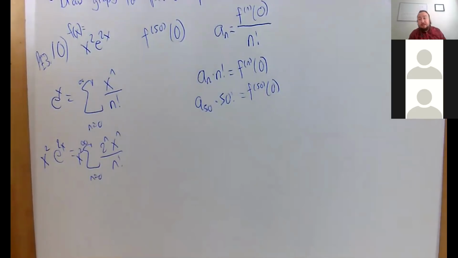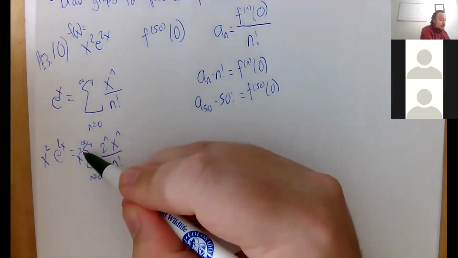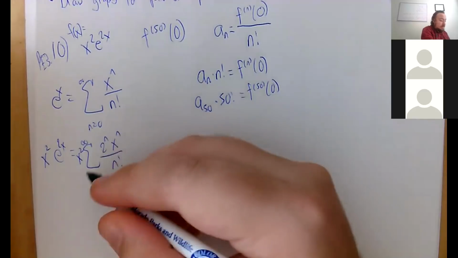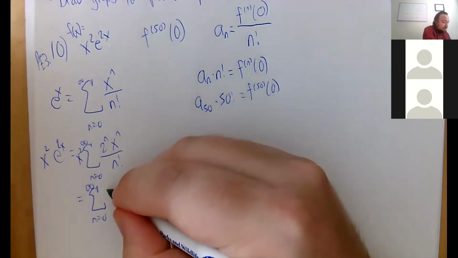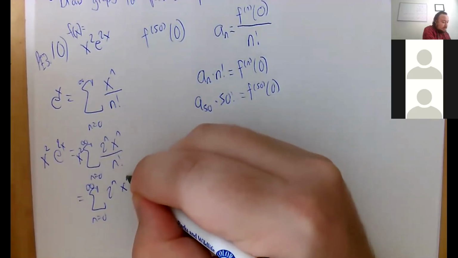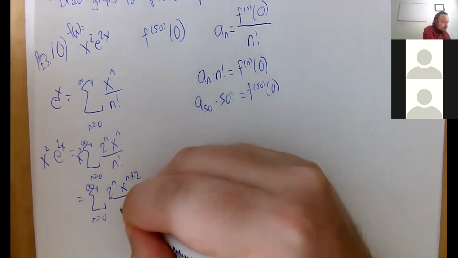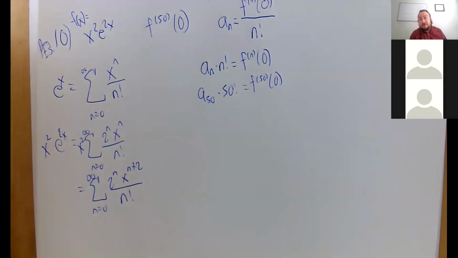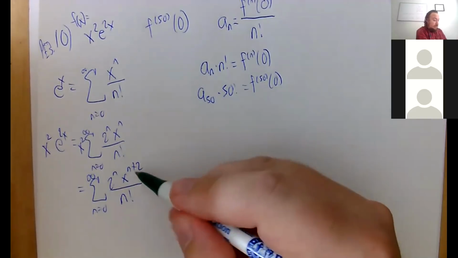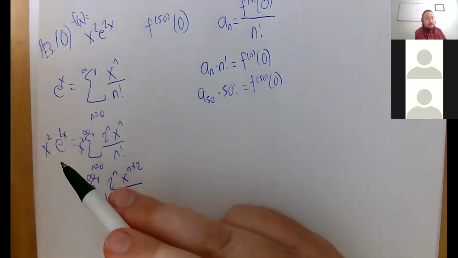And whenever we're doing anything with power series, we want to get all the powers of x in one place. So I'm going to move this x squared within the series and combine it with this. So this is the sum from 0 to infinity, 2 to the n, x to the n plus 2 divided by n factorial. And remember, we can move anything in and out of the sigma if it does not have an n. So there we go. So this is our Maclaurin series for that function.